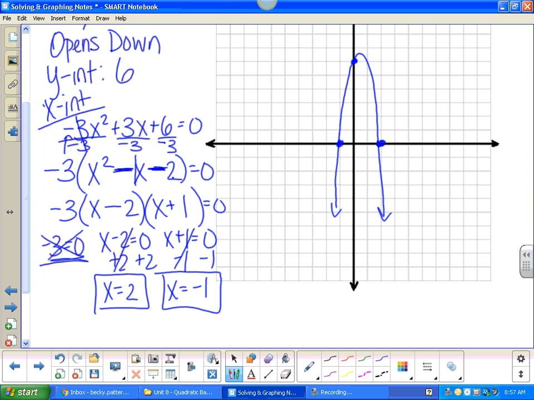So the kicker on this problem is when you have a negative in the front, you take that out with your GCF. Just remember, when you put this under here, it's going to change those signs.